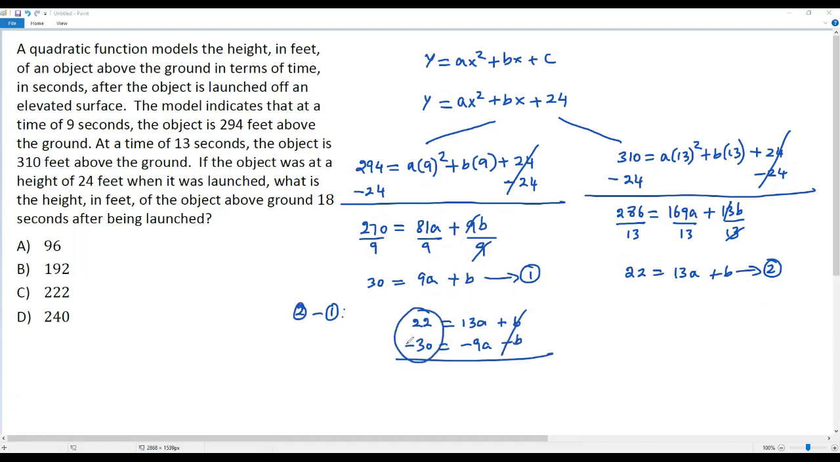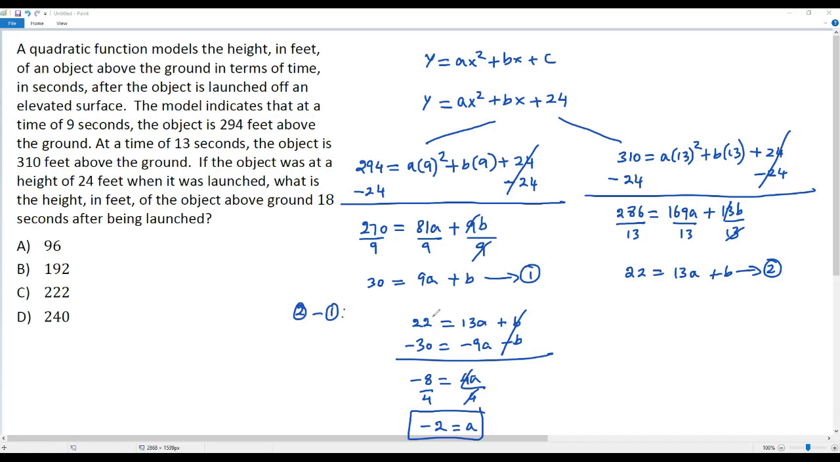When I simplify this positive 22 and negative 30, it will become negative 8. And when I simplify this positive 13a and negative 9a, I am getting positive 4a. Now let me divide both sides of this equation by 4. Then this 4 will cancel out. I am getting negative 2 equals a. Here I got the value of a, that is negative 2.